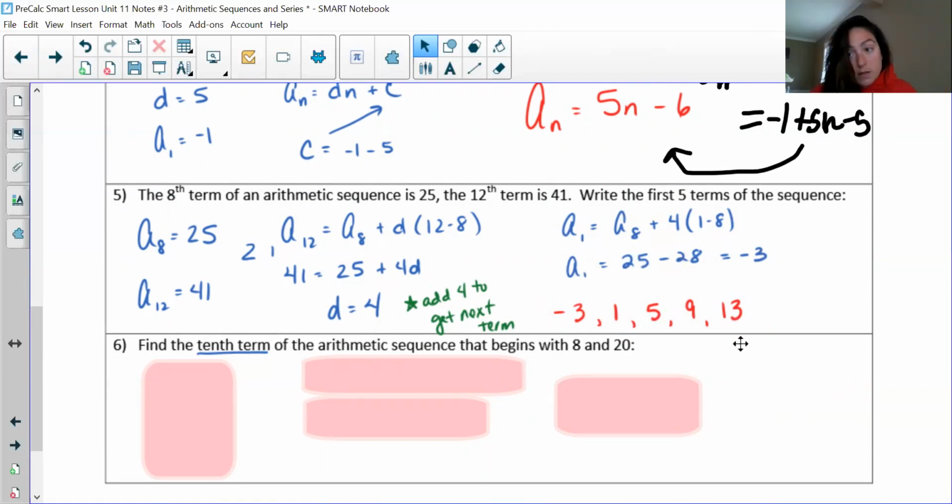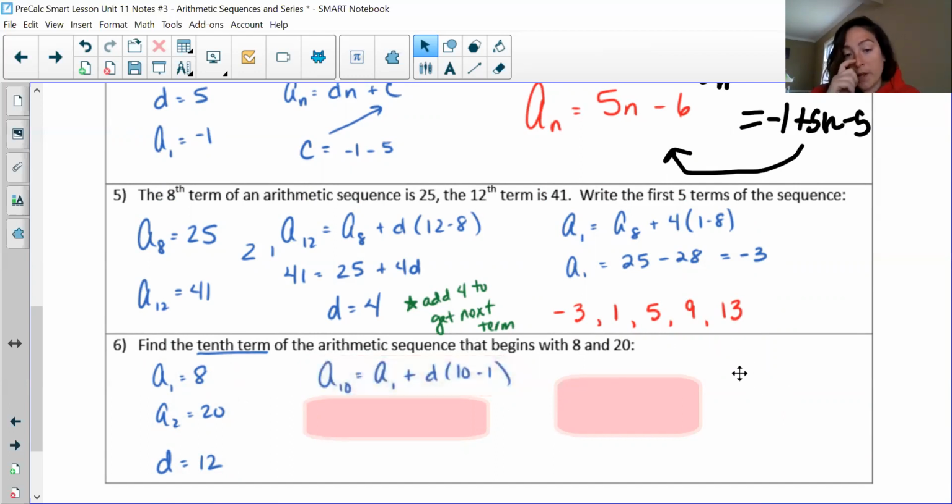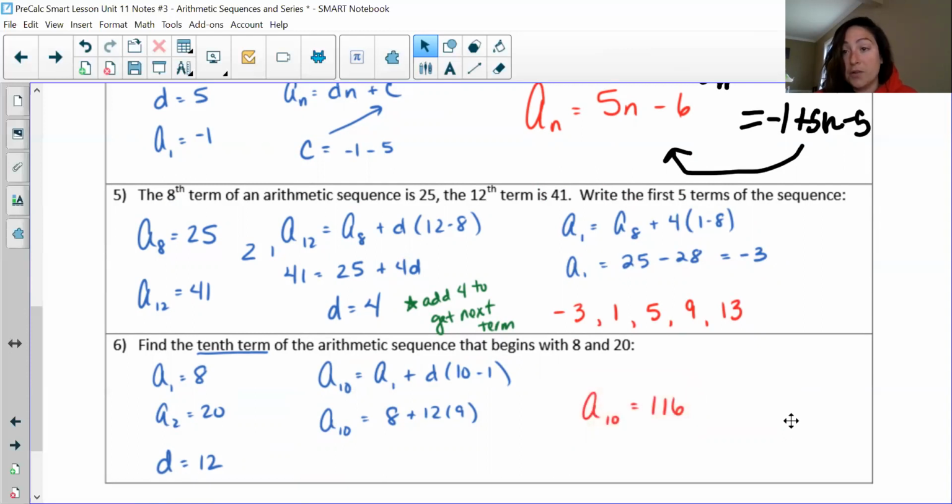Example number 6. Find the 10th term of the arithmetic sequence that begins with 8 and 20. So I know that the first term is 8, the second term is 20. Since I have 2 consecutive terms, it tells me that my common difference is 12, because I had to add 12 from 8 to 20. So using our formula to find the 10th term, the value of the 10th term is the value of the first term plus D times 10 minus 1. So we have the value of the 10th term is 8 plus 12 times 9, which is 116.